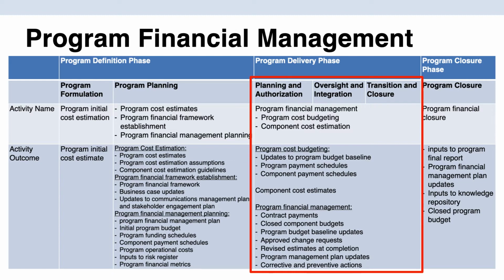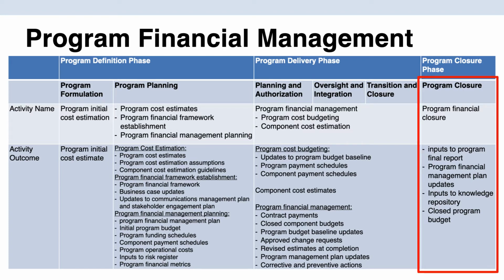During the program delivery phase, we have the program financial management activity as well as two sub-activities, namely the program cost budgeting and component cost estimation. The component cost estimation activity results in the cost estimates for the program's various components. The program cost budgeting activity is where the program's cost budget gets created, and the program team will update the program budget baseline, create the program payout schedule, as well as the payment schedule for the program's components.